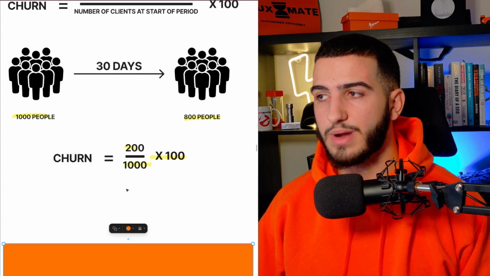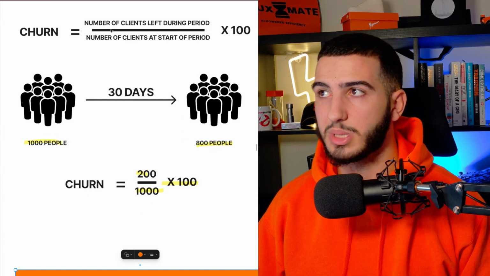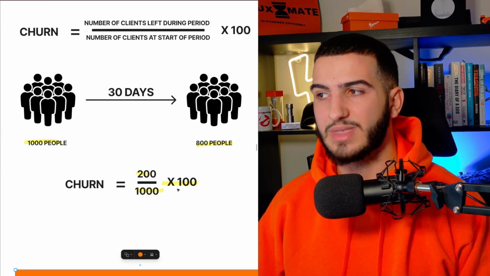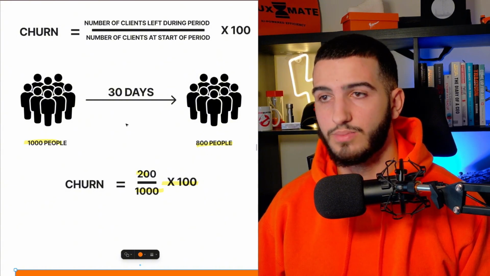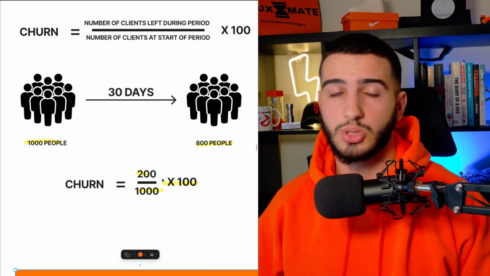That means my churn rate would be 200, which is 1,000 minus 800, divided by 1,000, which is the number of clients at the start of the period, and we times it by 100 to get 20%. Because 20% of the 1,000 people that are there at the start of the period are no longer there. So our churn rate is 20%.